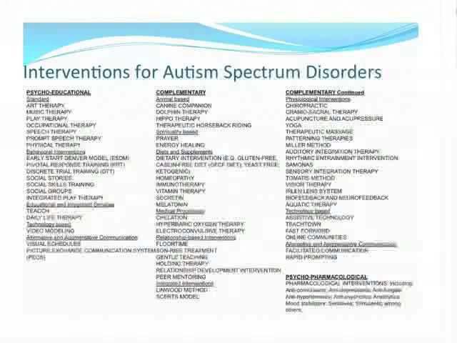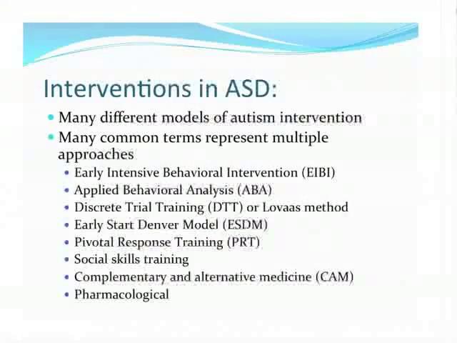So let me just talk a little about some of these interventions. We have many different models of intervention. But what gets extra confusing about these 5,230,000 website pages is that a lot of these terms that are used represent multiple different approaches. So I thought I could talk about some of these right now. The first would be early intensive behavioral intervention.